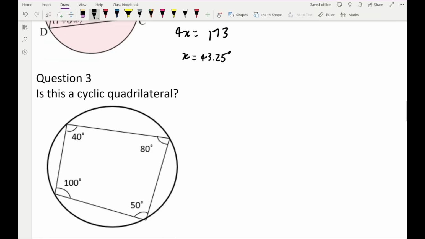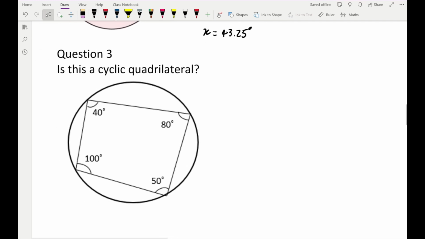Great. Question 3, is this a cyclic quadrilateral? Well, we look across: 180. Great. Yep, adds up to 180. Fantastic. And then when we take 40 and 50, that makes us very sad. That adds up to 90. So the answer is no here. It's not a cyclic quadrilateral.